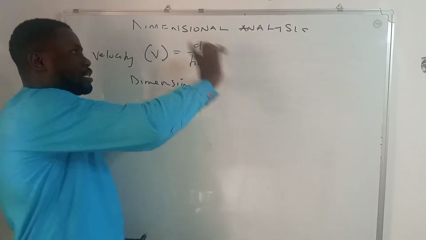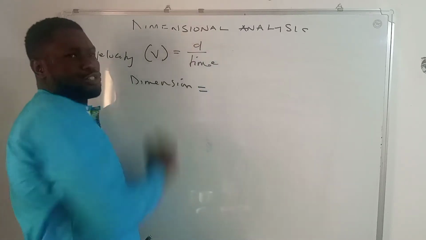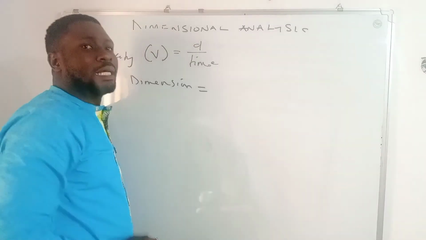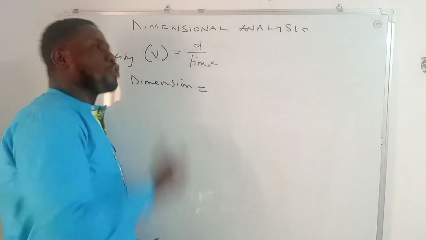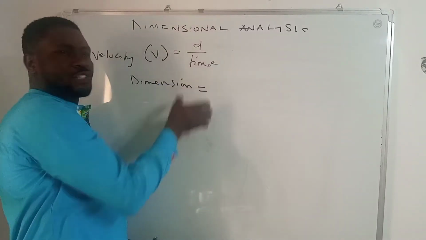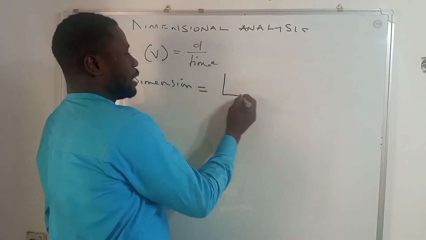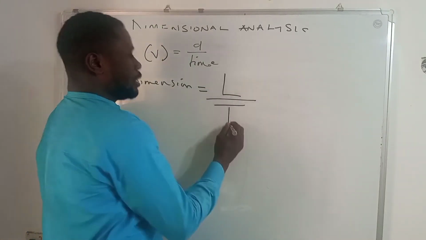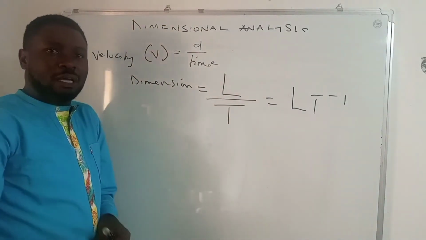Here, it is important you know that displacement, this D, is treated as a fundamental quantity, length, because displacement and length have the same unit. So you treat it as such. So if we follow this formula, the dimension of velocity will be what? Capital L all over capital T, and that is equal to LT minus 1. So that becomes the dimension of velocity.